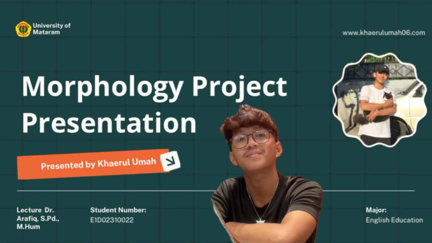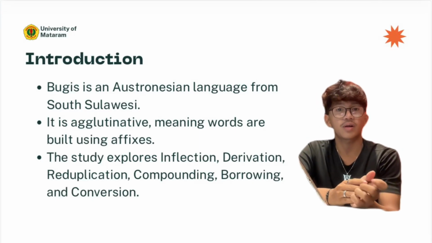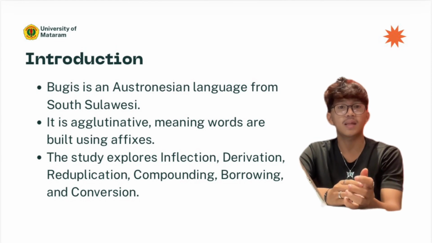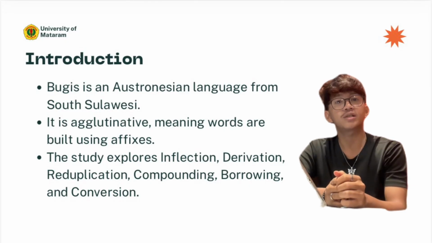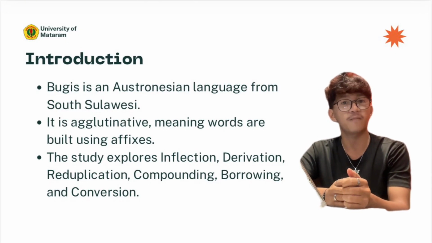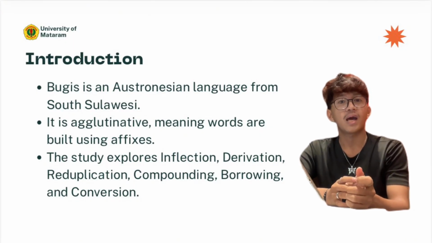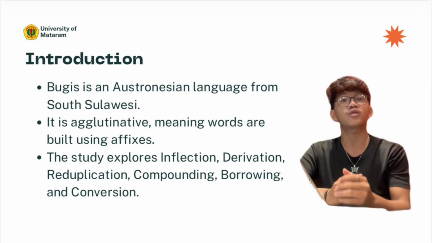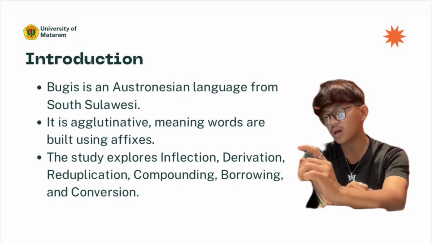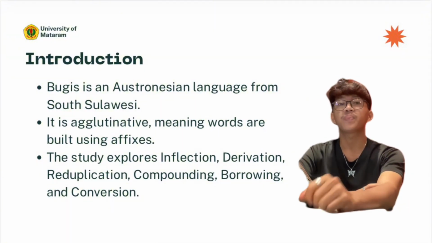So everyone, the first one is Bugis, an Austronesian language from South Sulawesi. This means the Bugis language belongs to the Austronesian language family, one of the largest in the world, which includes languages spoken in Indonesia, Malaysia, the Philippines, and the Pacific Islands. Bugis is spoken by the Bugis ethnic group, mainly in South Sulawesi, Indonesia. It has a long history and a traditional script called Lontara, which is still used in some cultural contexts.